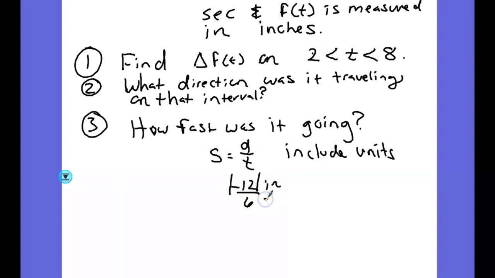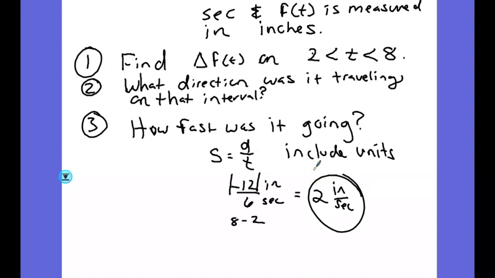Now, where did you guys get 6 from? Because I don't see a 6 anywhere up here. They gave us a time interval. That's right. We're going from 2 seconds to 8 seconds. That's a transition of 6 seconds. You guys agree? So basically, I traveled 12 inches in 6 seconds. Now, if you reduce that, that's 2 inches per second. That's the speed.